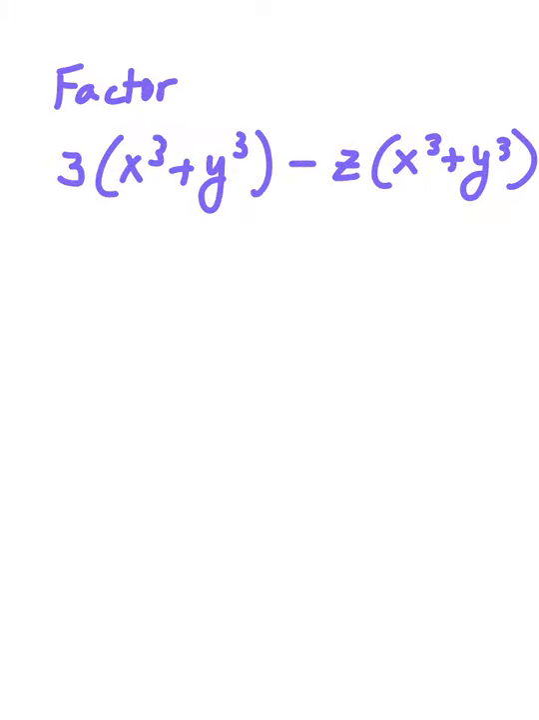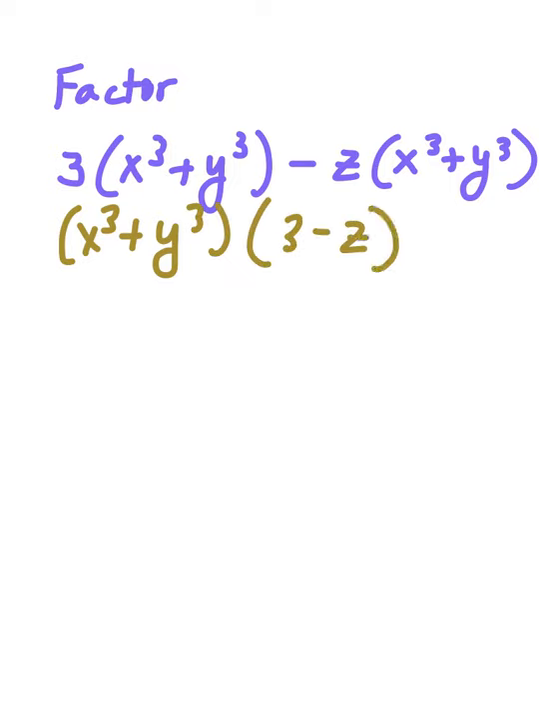Okay, one last problem to look at. This one's going to involve some factoring out a common binomial factor, and this time that common binomial factor is x cubed plus y cubed, so I'm going to factor that out first. Now 3 minus z is fully factored, so I just have to factor this generic pattern right here.